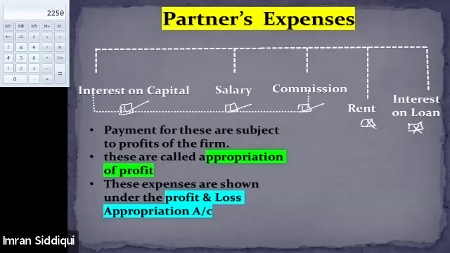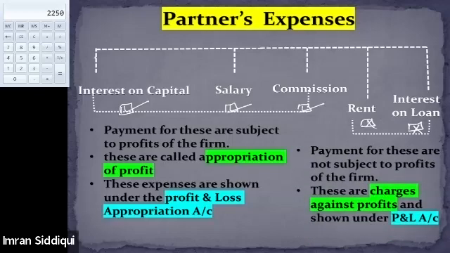But when it comes to rent and interest on loan, this is not appropriation of profit. These are considered as the charge against profit. Since it is charge against profit, therefore, these are not recorded under the profit and loss appropriation account. However, these are related to partners. These expenses are incurred by a firm in respect of the partners, but still these items are not recorded under the P&L appropriation. These are specifically recorded under the profit and loss account of the firm. But when it comes to the interest on capital, salary, and commission, since these are treated as the appropriation of profit, therefore these will be recorded under the P&L appropriation.